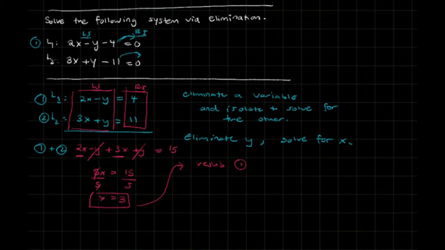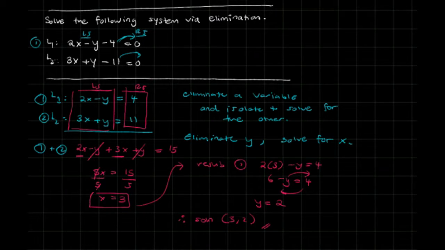So if I resubstitute this into equation 1, and I'm going to use this version of it, you get 2 times 3 for x minus y is equal to 4. 6 minus y is equal to 4. I'm going to move the y here and the 4 here. y is equal to 6 minus 4, which is 2. Right? And you can basically solve for the point of intersection. So the solution is the point (3, 2).